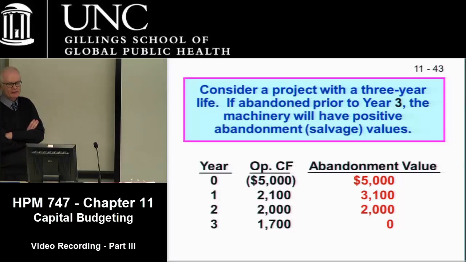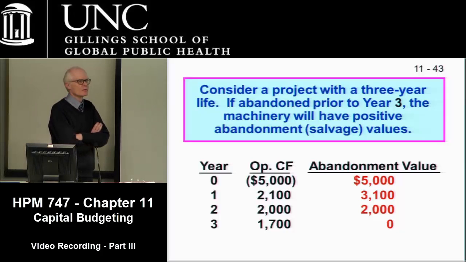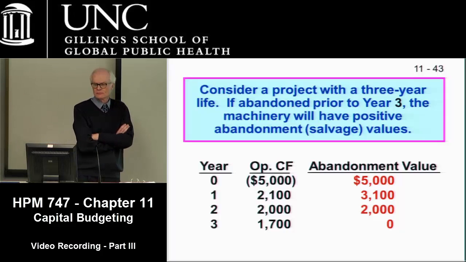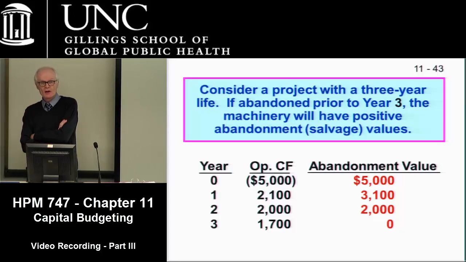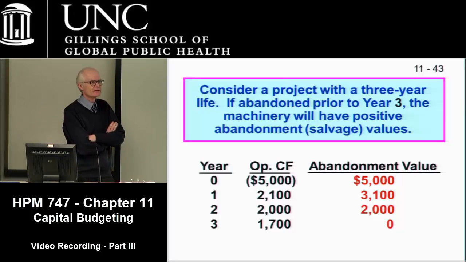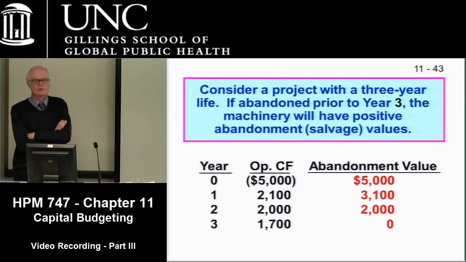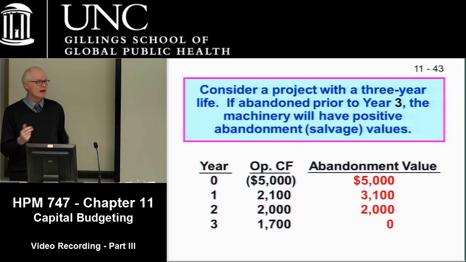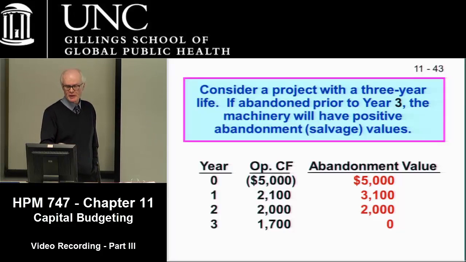The year 1 cash flow is $2,100. What would the year 2 cash flow be? So we can abandon it for $2,000 at the end of year 2. That would be a cash inflow. We could sell the machine. So what would the year 2 cash flow be? $4,000. So if we abandon after year 2, the cash flows would be negative $5,000 plus $2,100 plus $4,000. Does everyone see how that arithmetic comes about?